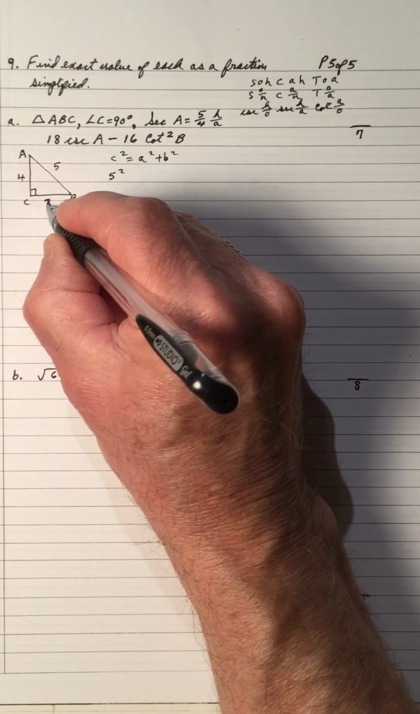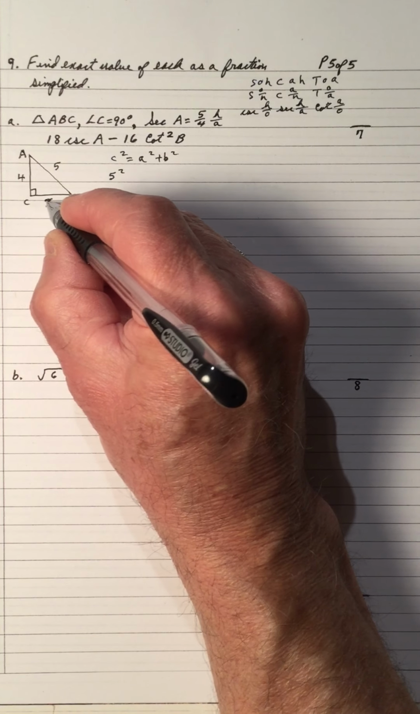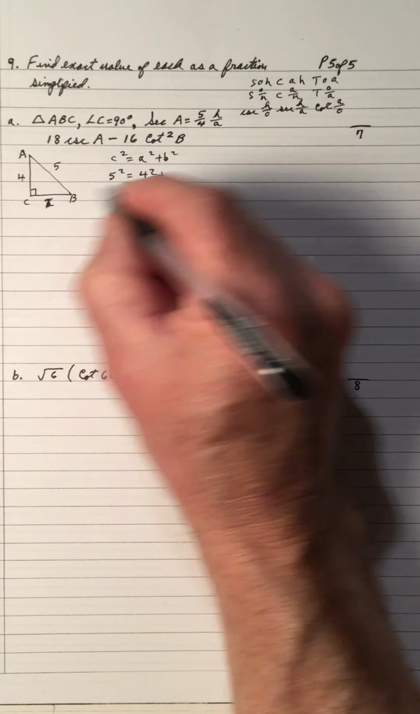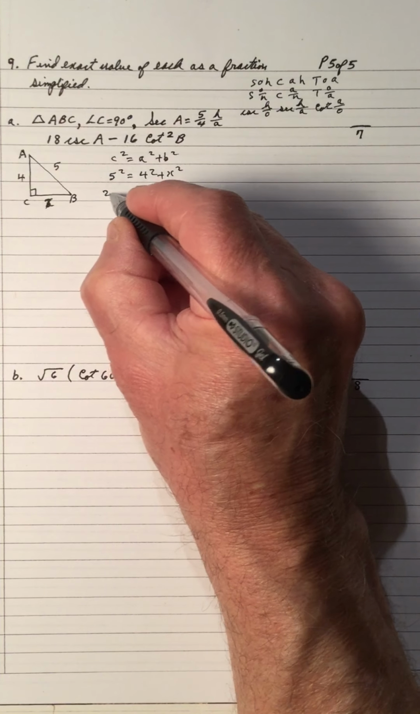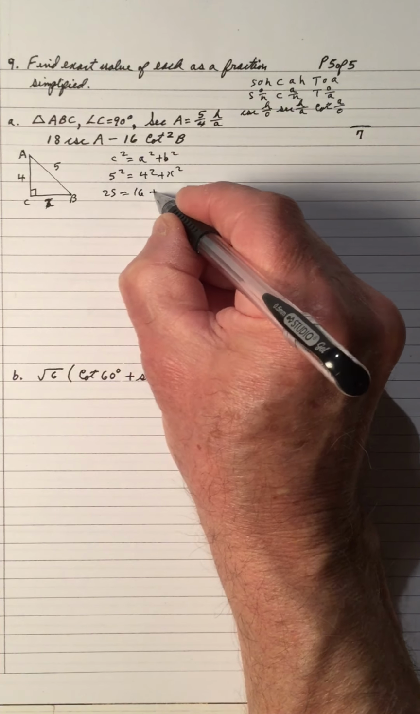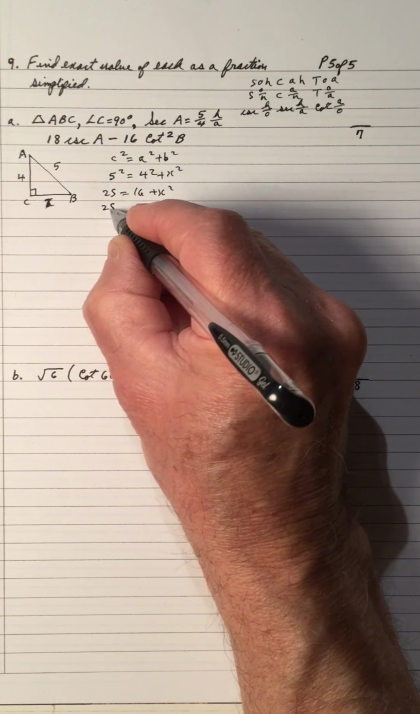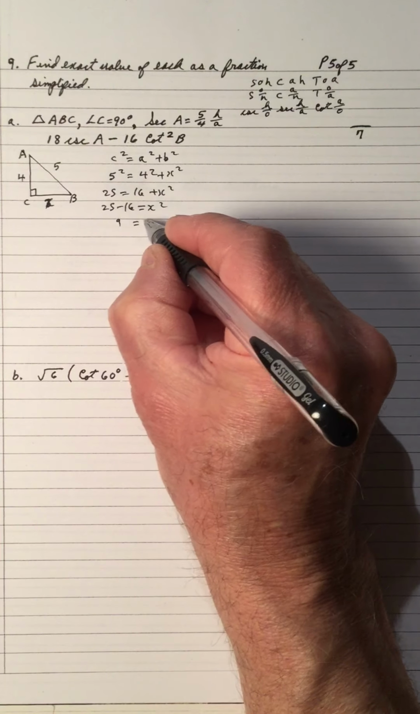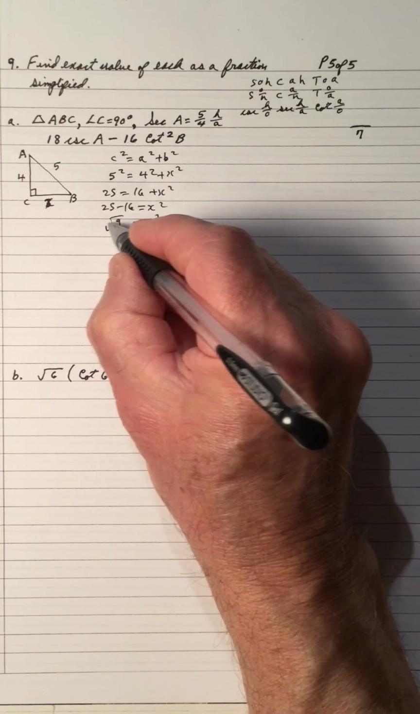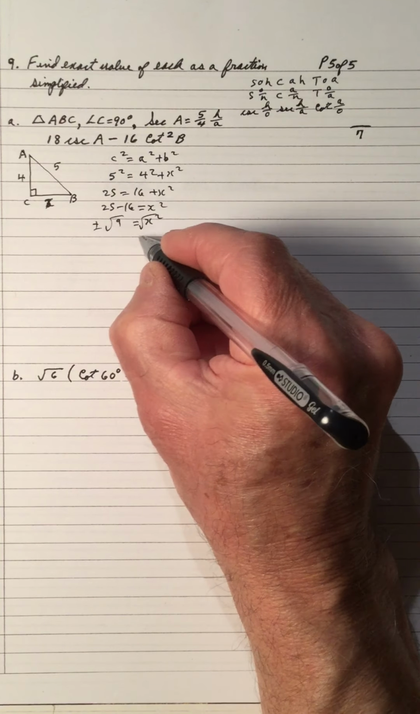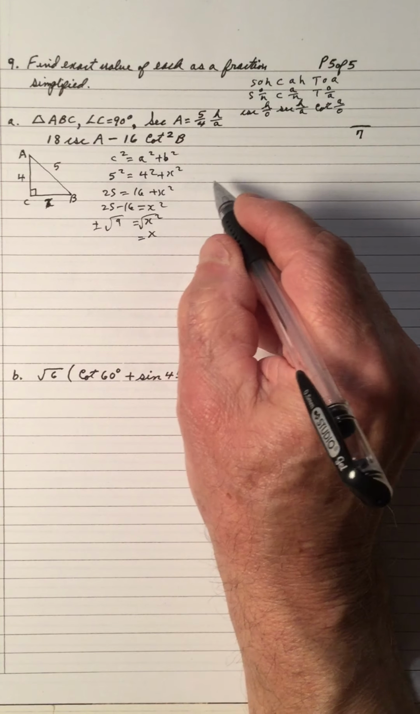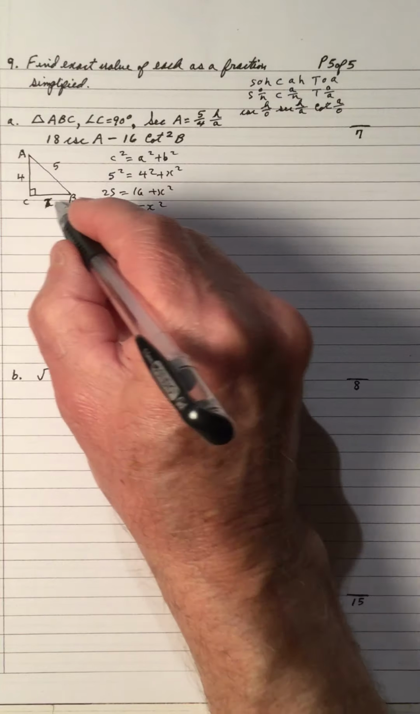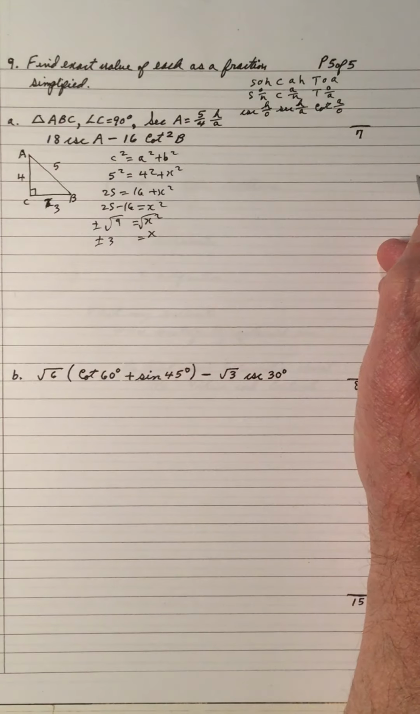Now, let's pretend that you don't know it's a 3. Put the 5 in, put the 4 in, and put an x in for the unknown. 25 minus 16 equals x squared. 9 equals x squared. Square root of 9 equals plus or minus square root of x squared, so x equals plus or minus 3. We can't have a negative, so 3 goes there.